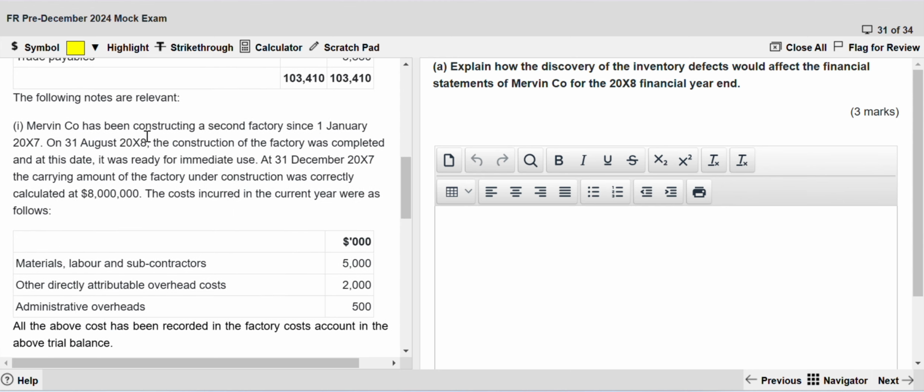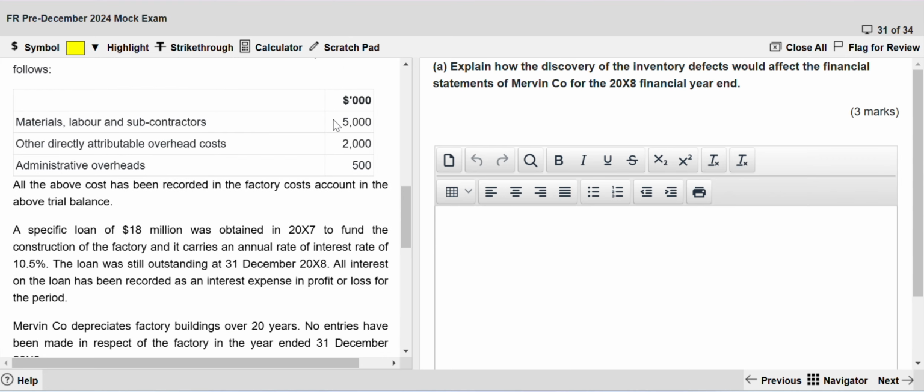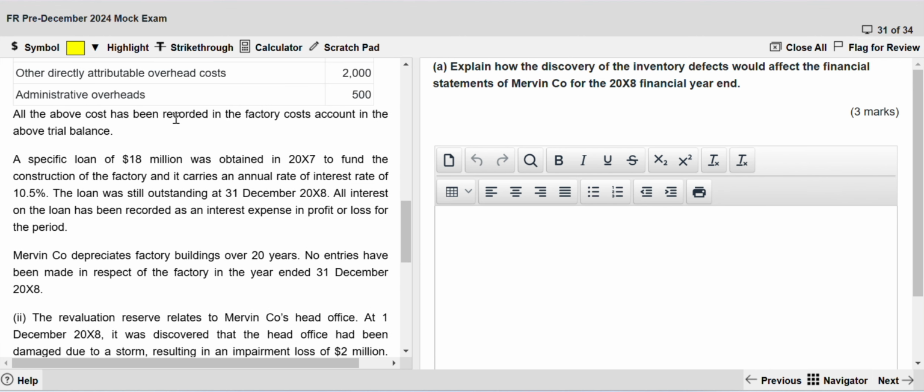Mervyn has been constructing a second factory since 1st January 2007. On 31st August 2008, the construction of the factory was completed and at this date it was ready for immediate use. At 31st December 2007, the carrying amount of the factory under construction was correctly calculated at $8 million. The costs incurred in the current year were as follows: materials, labor and subcontractors 5,000, other directly attributable overhead costs 2,000 and administrative expenses 500. All of the above costs have been recorded in the factory cost account in the trial balance.